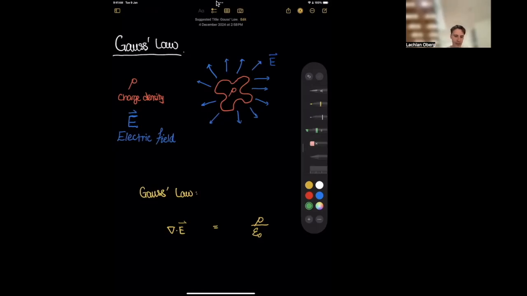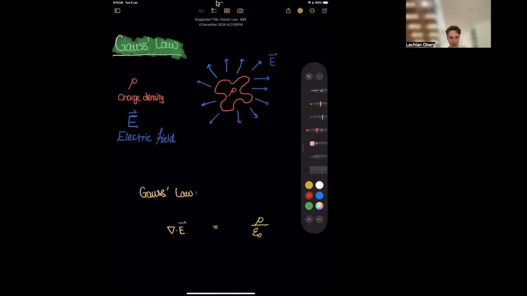Today we're going to be discussing Gauss's law. This is one of four of Maxwell's equations which describe electromagnetism. And Gauss's law is particularly powerful for solving electrostatic problems. For example, let's suppose we have a charge density, ρ. Well, we know that this charge density produces some sort of electric field, E, as you can see in our little example here.